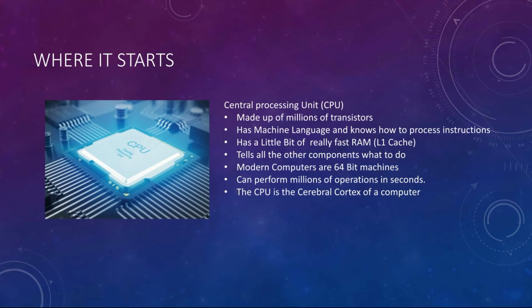It has a machine language that knows how to process all the instructions that come through it. It has a little bit of really fast RAM known as L1 cache on board the CPU. It tells the other components what to do. Modern computers are 64-bit machines and can perform millions of operations in seconds. The CPU is the cerebral cortex of a computer.